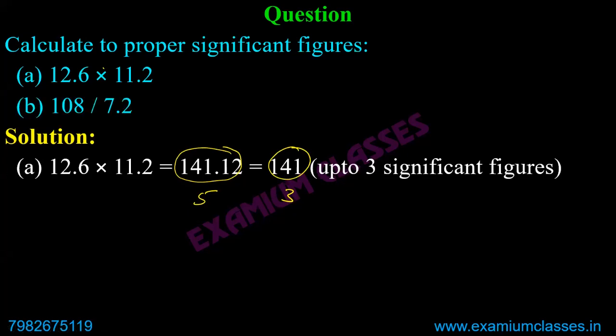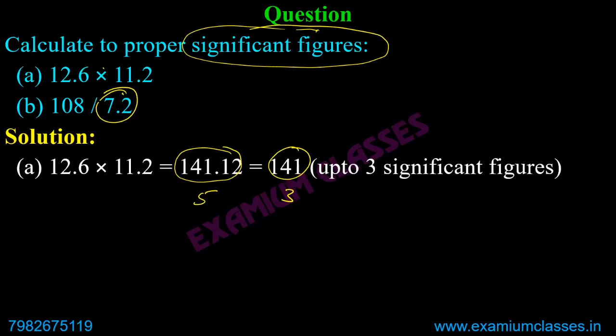Now, next one, 108 divided by 7.2. Here you don't even need to calculate because the question is about calculating the proper significant figures. We are doing calculation just to find out whether any rounding off is required or not. 108 divided by 7.2. How many significant figures in the answer? Only two. Yes, correct. So it is division.